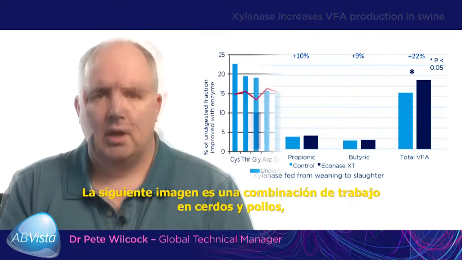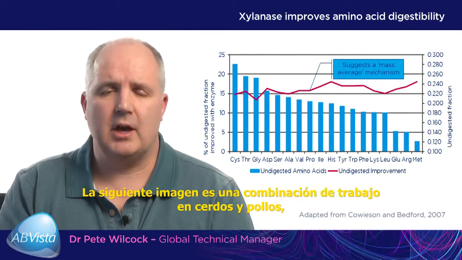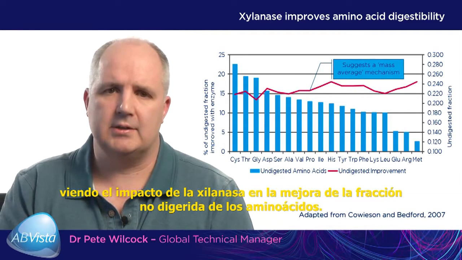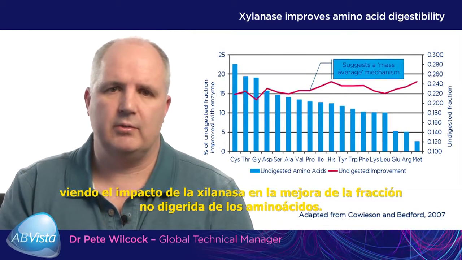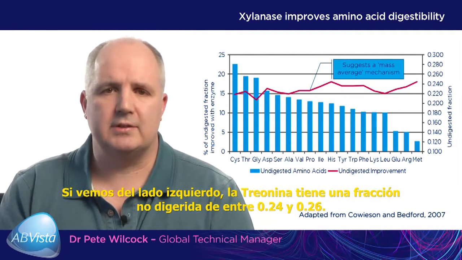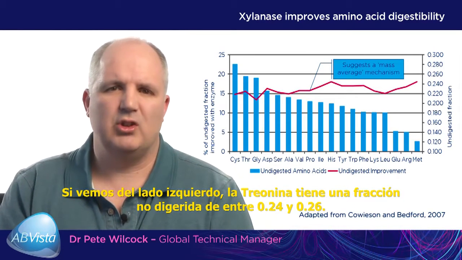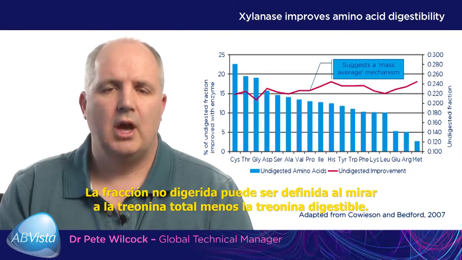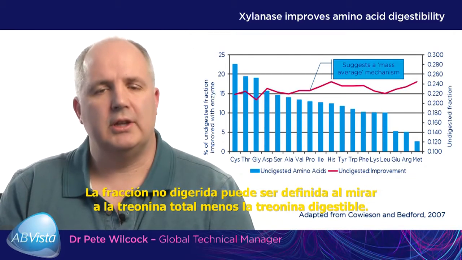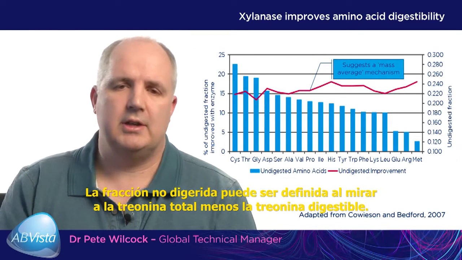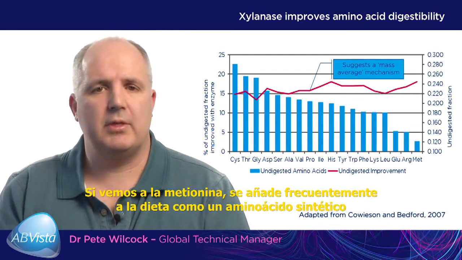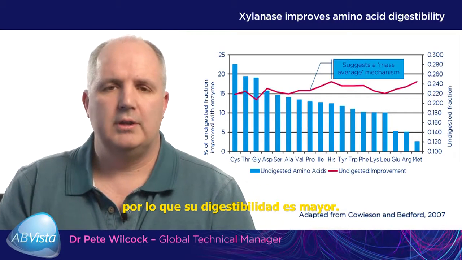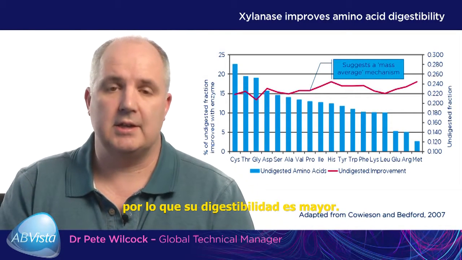The following slide is a combination of pig and poultry work, looking at the impact of Xylanase on improvement in the undigested fraction of amino acids. If you look on the left hand side, threonine has an undigested fraction of around about 0.24 to 0.26. The undigested fraction can be defined by looking at the total threonine minus the digestible threonine. If you then look at methionine, methionine is often added to the diet as a synthetic amino acid, and so therefore the digestibility of methionine in the diet is higher.